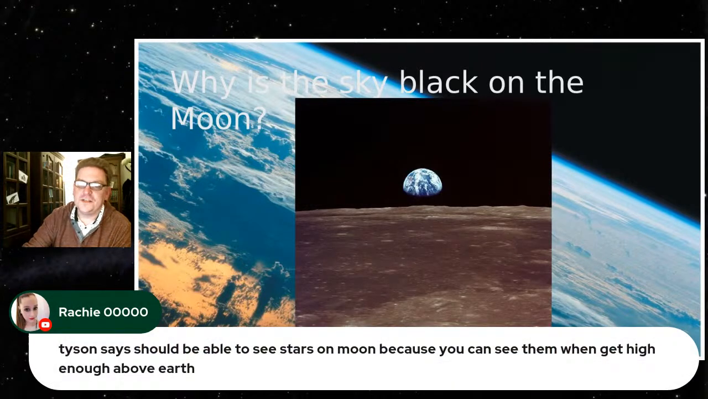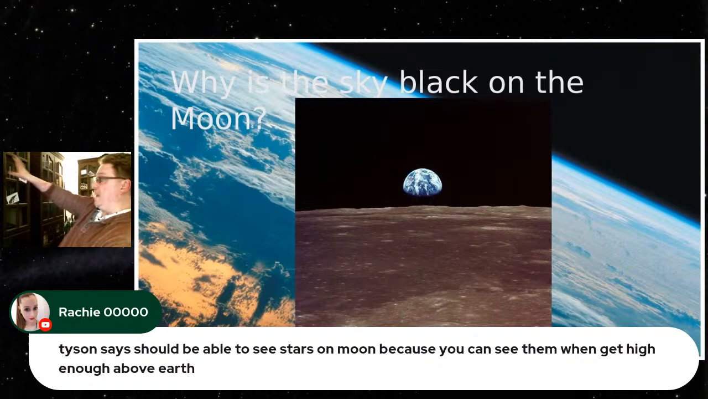Tyson says you should be able to see stars on the moon because you can see them when they get high enough above the Earth. I don't know about visual observations. If you were an astronaut, I don't know what Armstrong saw. I don't know what Buzz Aldrin saw. If they were standing on the Earth's surface or the lunar surface and looked up away from the sun, could they see stars? I don't know. I've never heard reports of it.